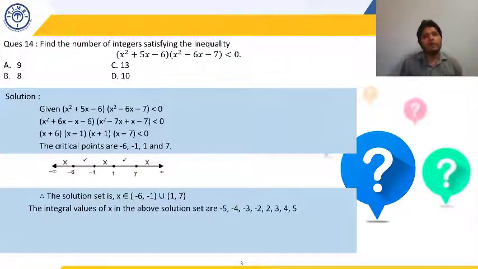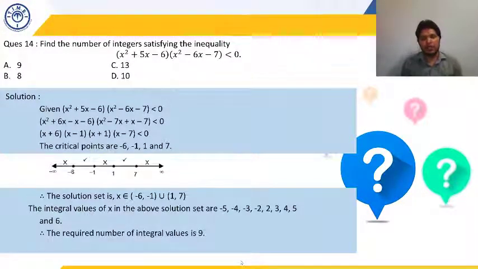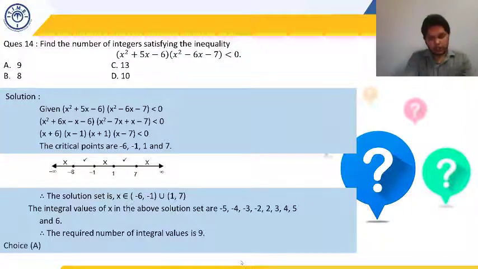And between 1 to 7, how many integers will be there? There will be 2, 3, 4, 5 and 6. All of these integers will be there. So if we add all of them, how many integral values satisfy this inequality? So 9 integer values satisfy the inequality. So the answer is going to be option A, 9. I hope it is clear.